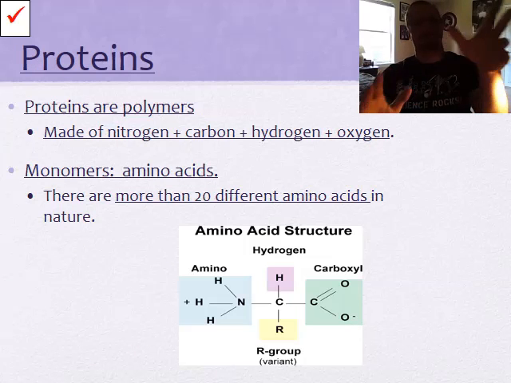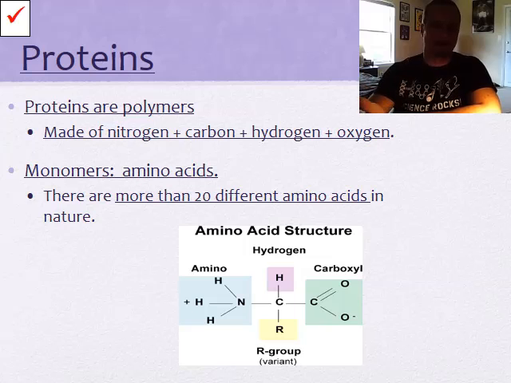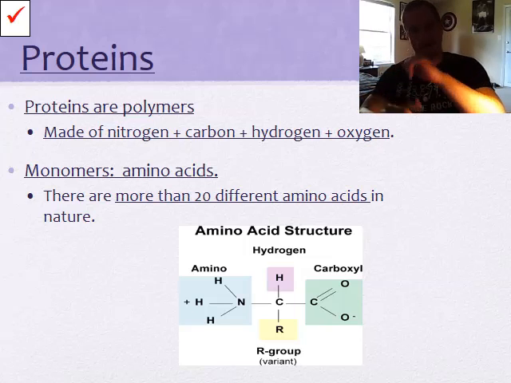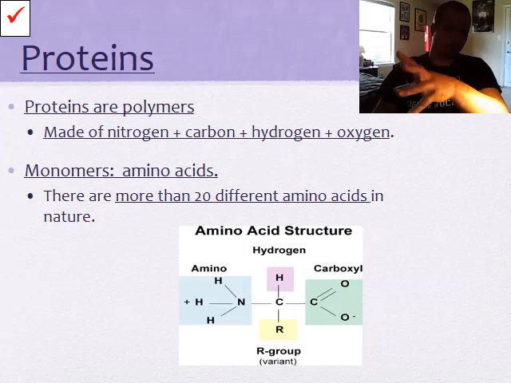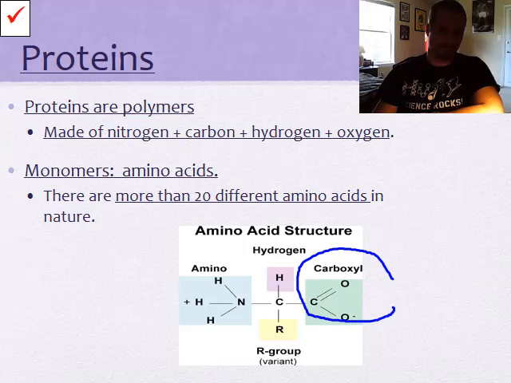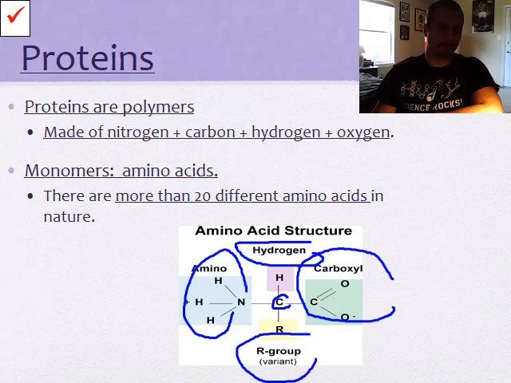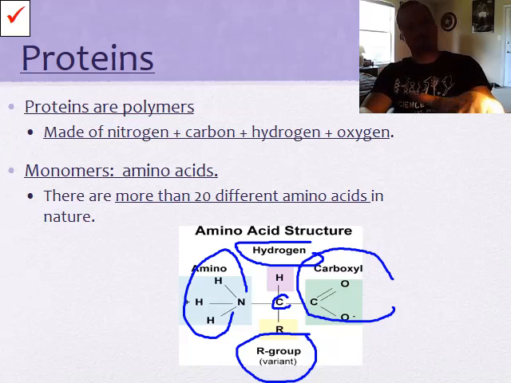So proteins. Proteins are also polymers made of nitrogen, carbon, hydrogen, and oxygen. Proteins are incredibly important for your body. We need these. They're basically what make up you. So the monomers or building blocks are called amino acids. There are more than 20 different amino acids in nature. And what we have here is a carboxyl group, an amino group, a hydrogen, a carbon, and an R group, which is our variant. So the R group is what's going to determine what type of amino acid it is.